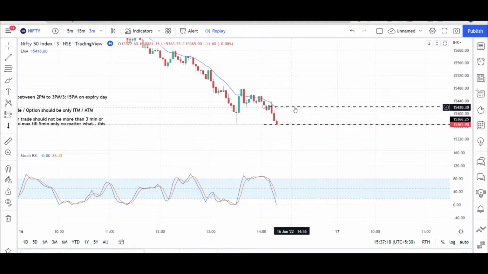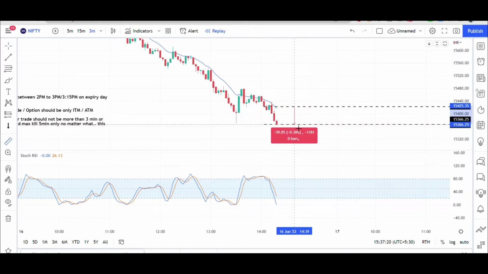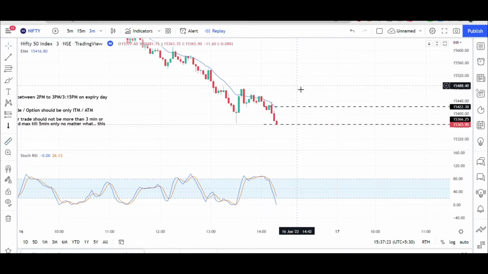So how many points did we get? So 60 points again. But if you trade in the money, let's say we are getting only 20 points. So again 20 points here, 20 points here. And why did we hold this trade? Because here it was giving the signal. So we held the trade almost 10 to 12 minutes, because here it is giving you the proper signal.